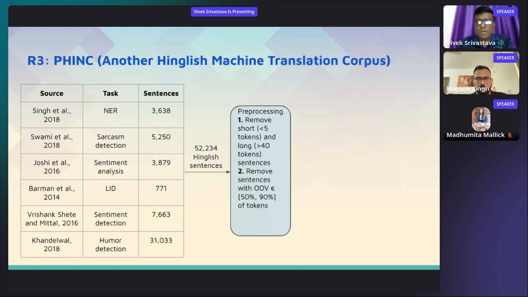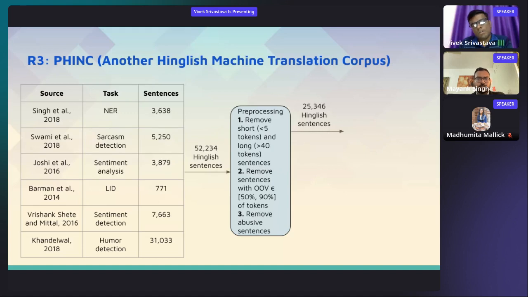The second thing that we did was, we identified the sentences where the out of vocabulary words belong in the range of 50 to 90% of all the tokens. So we removed those sentences, because it might happen that these sentences are monolingual, because the dictionary which is there to identify the out of vocabulary words identifies most of the words as not belonging to that dictionary, right? The third thing that we did was, we removed the abusive sentences based on a dictionary, and then we completely discarded those sentences from the dataset.